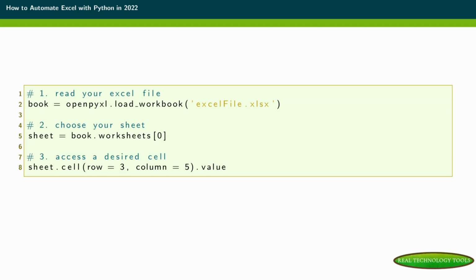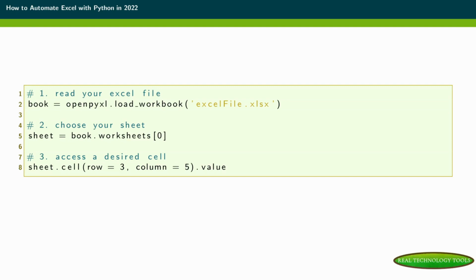Line 5 is to select one sheet in that Excel file so that you can access every cell from that specific sheet. Here, we're selecting the sheet that is at the very left of your Excel file. We know that because the index here is 0. If we replace it by 1, it's going to select the sheet right next to it. That's how you can select the sheet you want, and that's it. In line 8, you select the cell in that sheet. In this example, you select the 3rd row and the 5th column. So that's all you need to know.